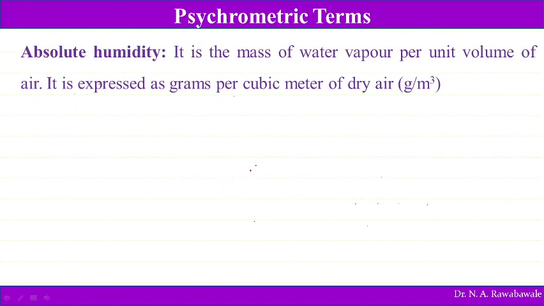Then we come to absolute humidity. What is absolute humidity? It is the mass of water vapor present in unit volume. Earlier it was present in unit mass, but now it is per unit volume. Say, for example, earlier we were taking 1 kg, now we take 1 meter cube. So if the mass of water vapor is, say, 8 grams in 1 meter cube, then absolute humidity is given by 8 grams divided by 1 meter cube, which is nothing but 8 grams per meter cube. This is known as absolute humidity.